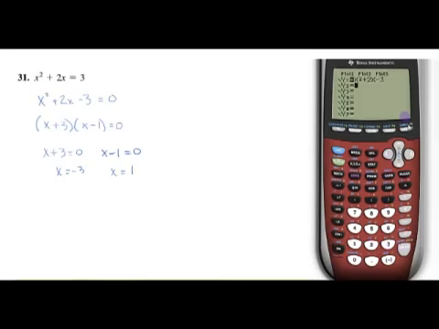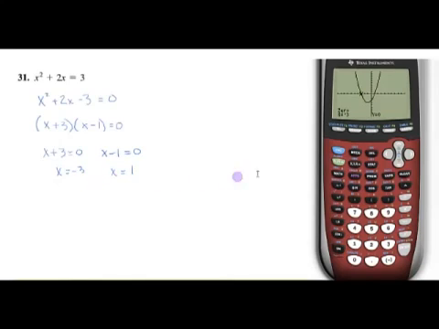There we go. Go ahead and graph. And again, we're trying to find those x-intercepts, the place where the y value is 0. So second, calculate 0. Let's find our left intercept first. So we're going to go to the left of it, hit enter. We're going to go to the right of it and hit enter. Hit enter again, and there we have our other solution there.